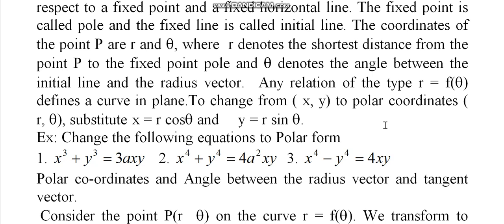Similarly, you can also consider the second equation x to the power 4 plus y to the power 4 is equal to 4a square into xy, and the third one is x to the power 4 minus y to the power 4 is equal to 4xy. So you try to convert these equations. These equations are in Cartesian coordinates, and you need to change them to polar form by substituting x is equal to r cos theta and y is equal to r sin theta. Of course, in the next class, we'll be giving you the solution.